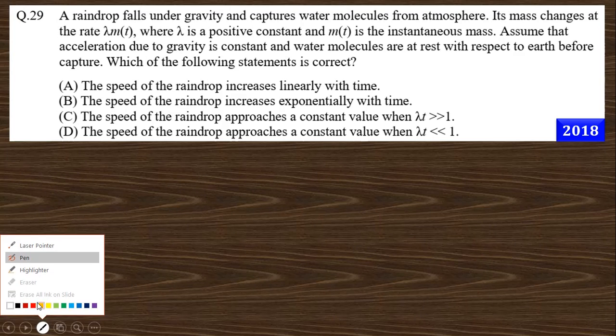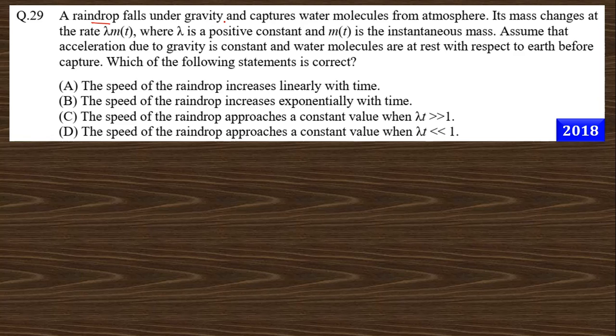The question says a raindrop falls under gravity and captures water molecules from the atmosphere. Its mass change rate is lambda m(t). That means the rate of change of mass, dm/dt at time t, is nothing but lambda m(t), where lambda is a positive constant and m(t) is the instantaneous mass. Assume that the acceleration due to gravity is constant, and the water molecules captured are at rest with respect to the earth's surface. Which of the following statements is true?